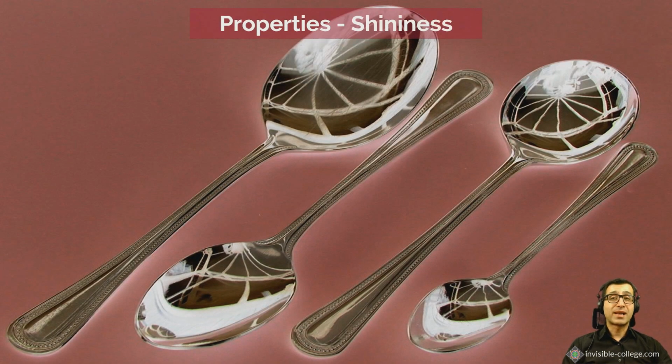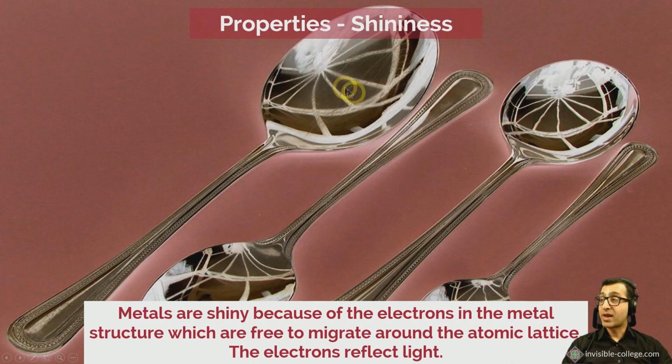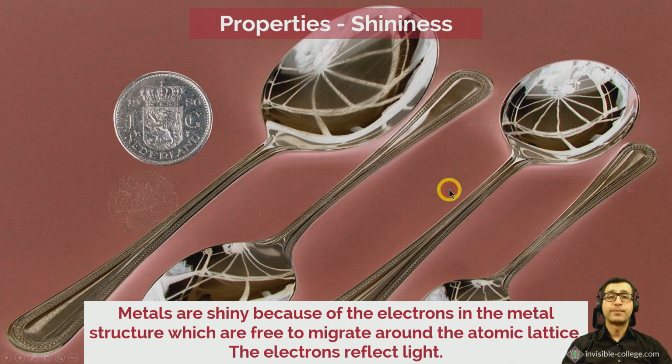Now, the shininess of metals is also due to the structure and the bonding within the metal, and, surprise, surprise, this is also due to the delocalized electrons. So the electrons are free to migrate around the atomic lattice, and it's that property which allows the surface of the metal to reflect light to the degree where it looks shiny in this manner.